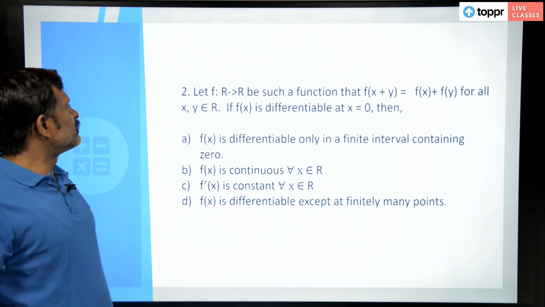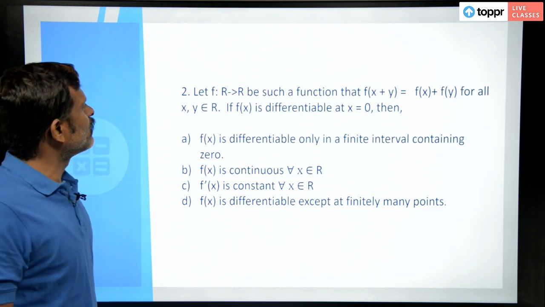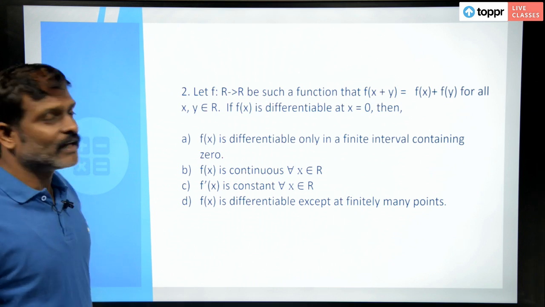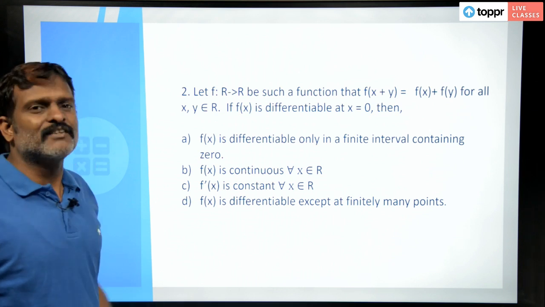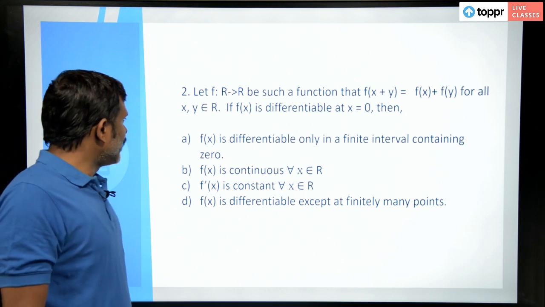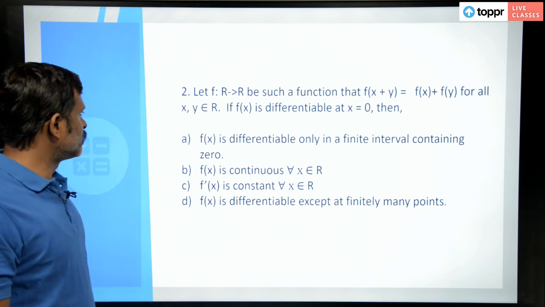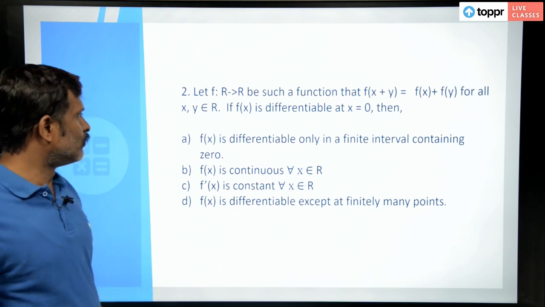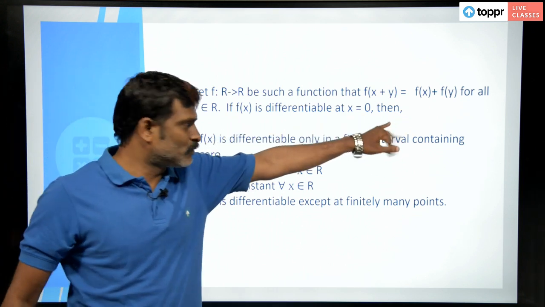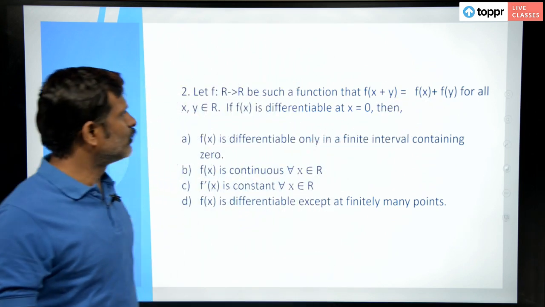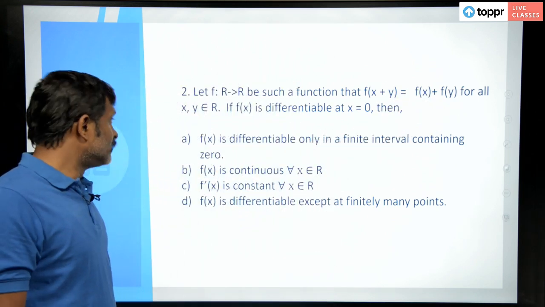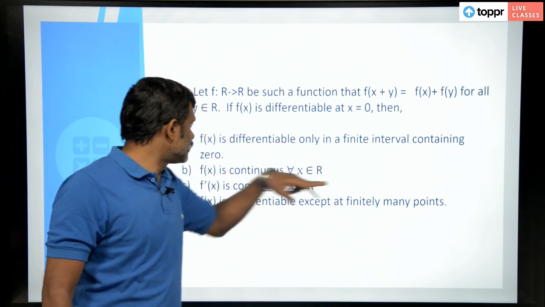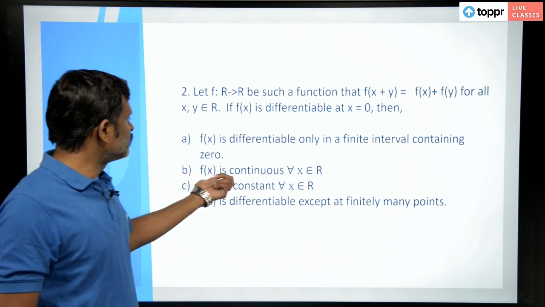The second question says f from R to R be a function such that f of x plus y is equal to f of x plus f of y. It is a function defined like that, for all x comma y belongs to real numbers. If f of x is differentiable at x is equal to 0, then he is asking us to check whether f of x is differentiable only in a finite interval containing 0, or f of x is continuous.